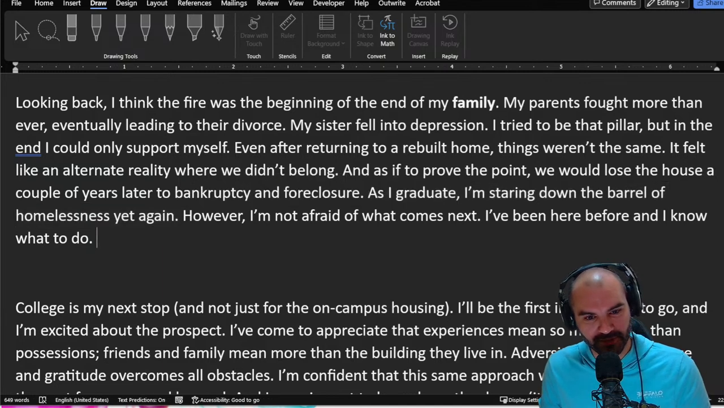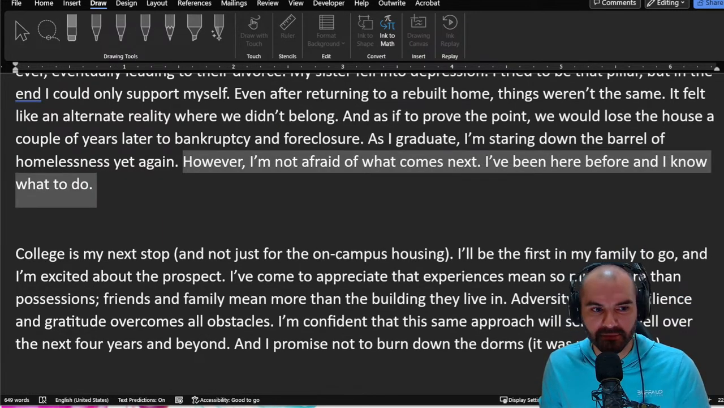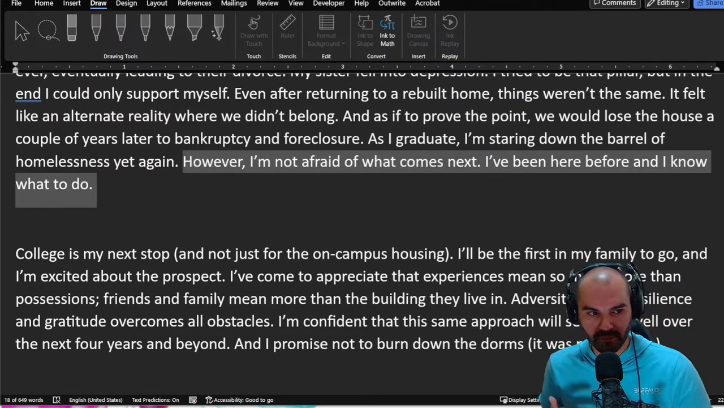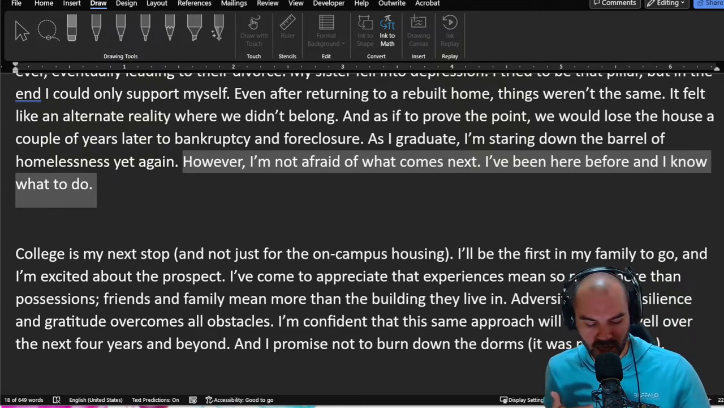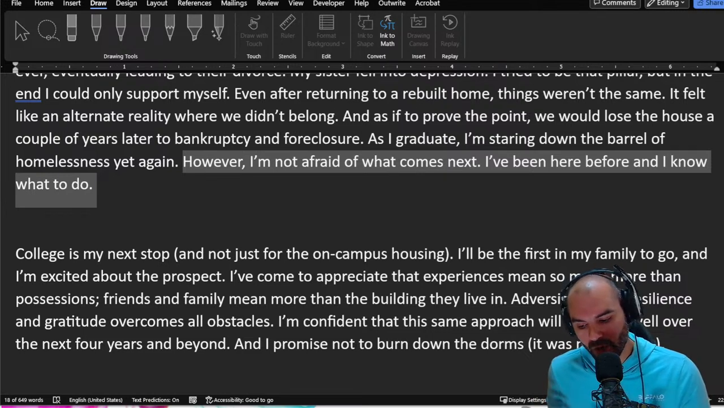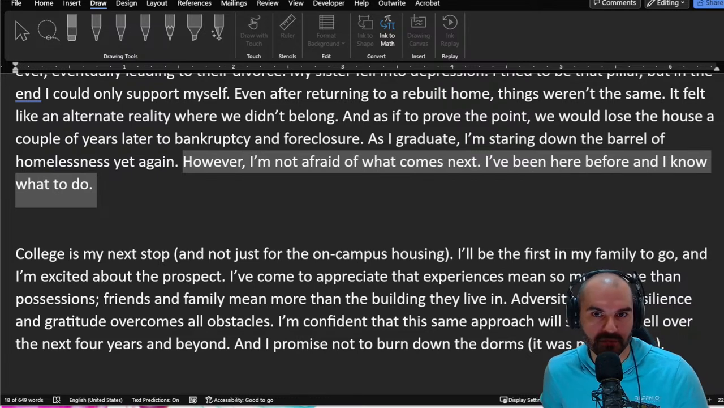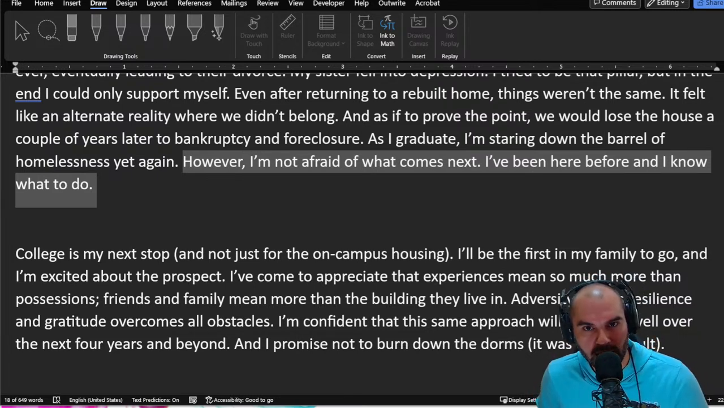This is me looking at homelessness again, but letting them know that I'm okay with this. I also want to make it clear that I can handle these problems. I'm not afraid of these problems. I'm not going to be like, oh no, I can't handle it. I'm not going to be super depressed, because we need to show confidence. We need to show that we can handle situations.